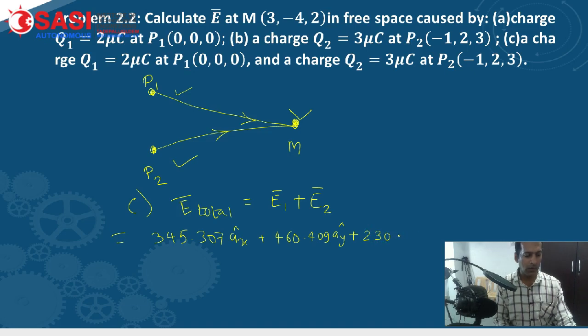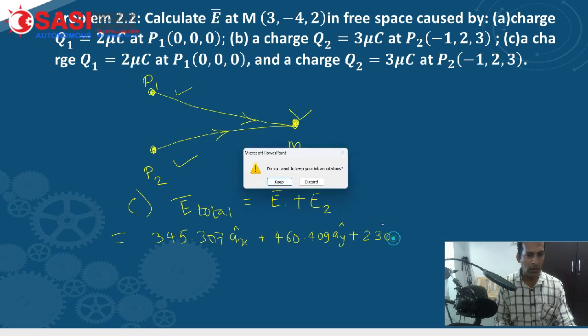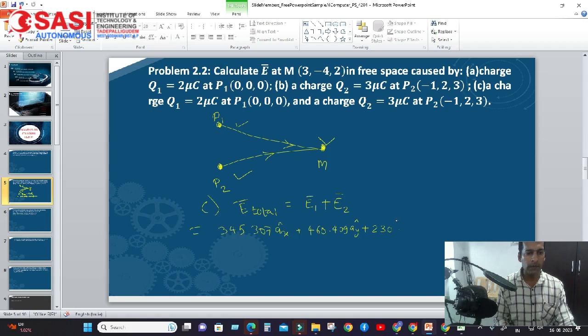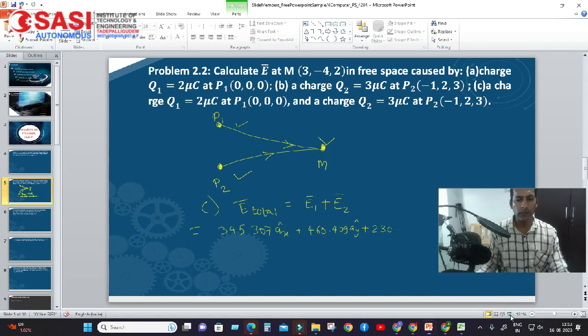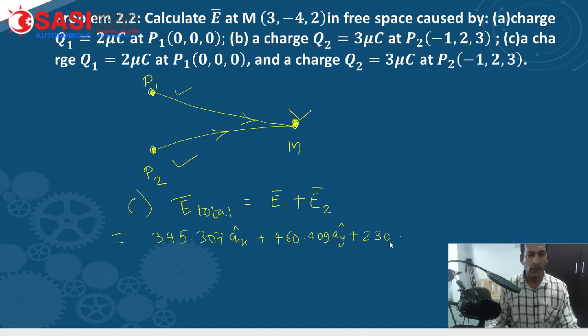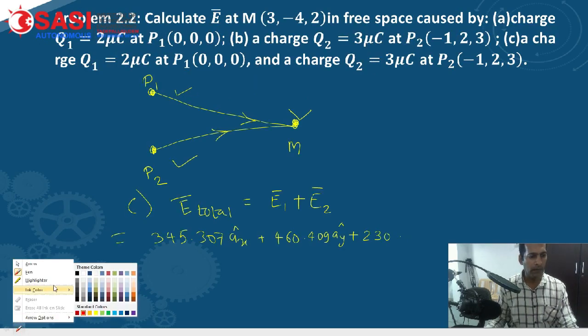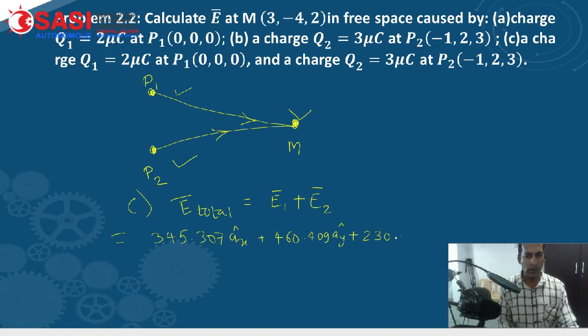minus, 230.204 AZ cap. Now we have to add E2.